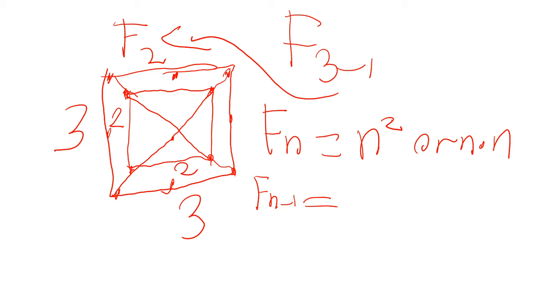Now Fn is F3. Fn minus 1 is F2. F2 is 2 times 2. In terms of Fn, what's really happening is this can be written as n minus 1 times n minus 1. That's what it can be written as. So F2 can be written as F3 minus 1 times F3 minus 1.